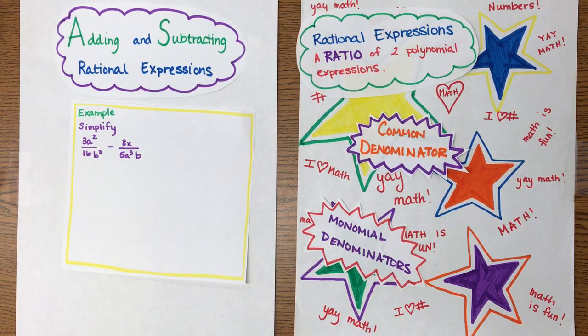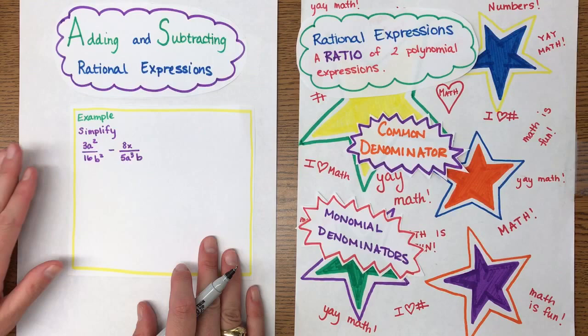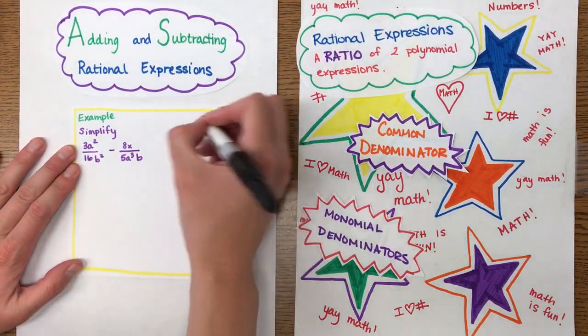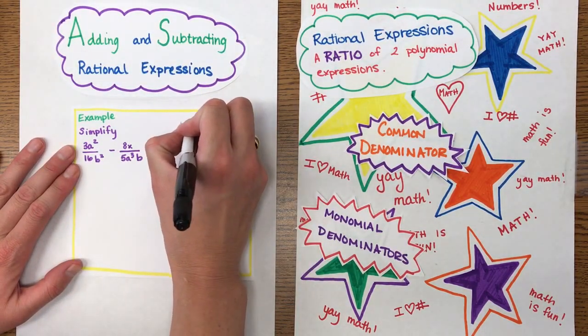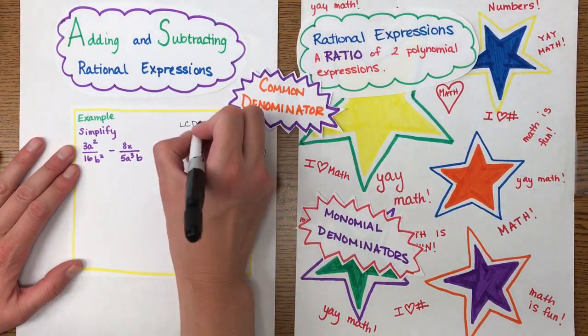So I have 3a squared divided by 16b squared minus 8x divided by 5a cubed b. And I want to simplify this, or I want to add or subtract. I want to subtract the second term from the first. I have monomial denominators. I'm going to work through these exactly the same way that I worked through the last. I'm going to need to find a least common denominator. So I'm looking for that common denominator.